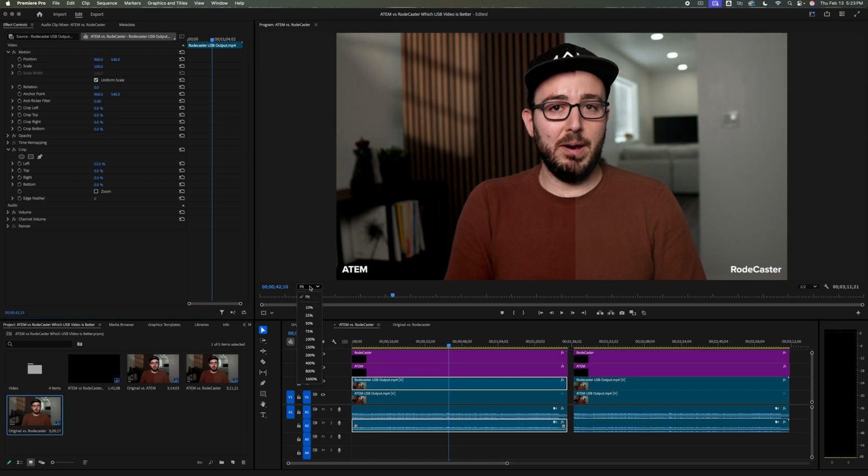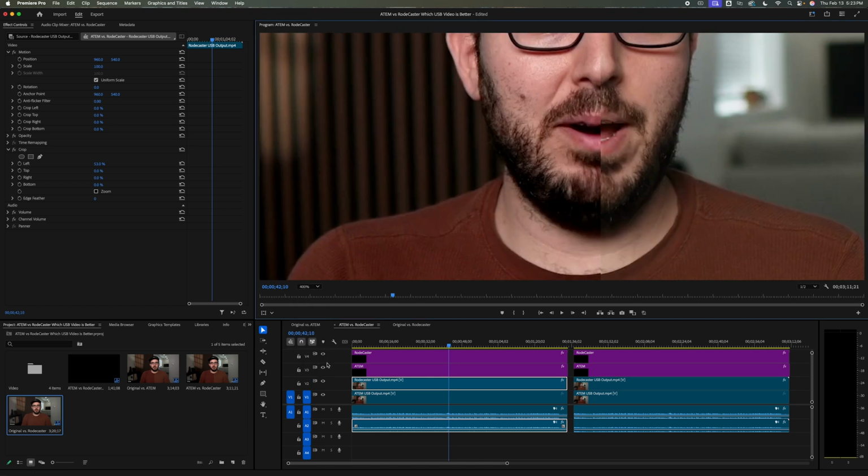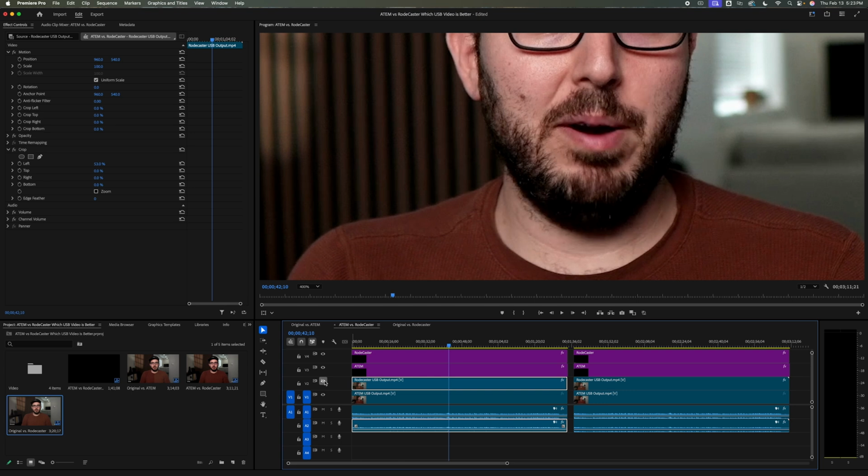We want to go to about 400% again. All right, so same sort of deal at 400%. Just looking at some of the detail here, you might be fooled as to whether or not this is sharper because of the contrast that's happening. So this side, again, this is the ATEM, so that's all ATEM footage. This is the RodeCaster footage.